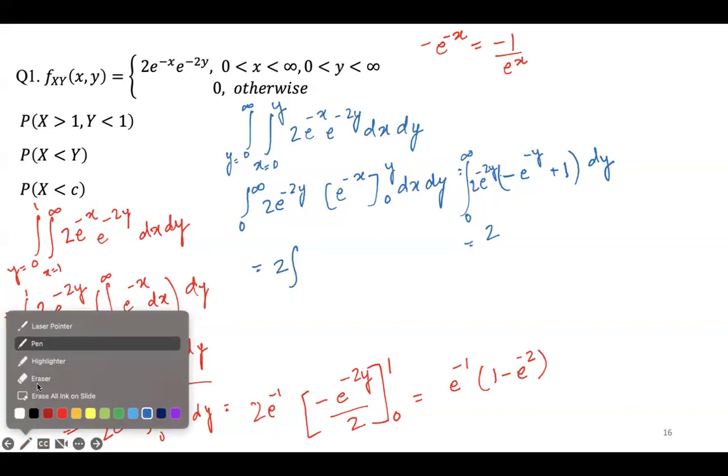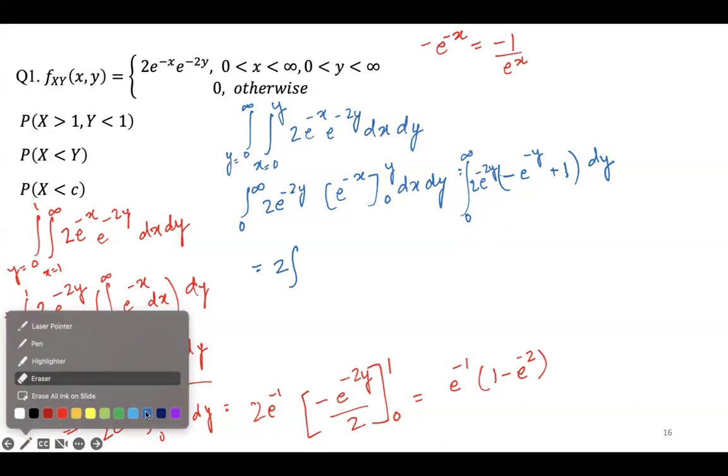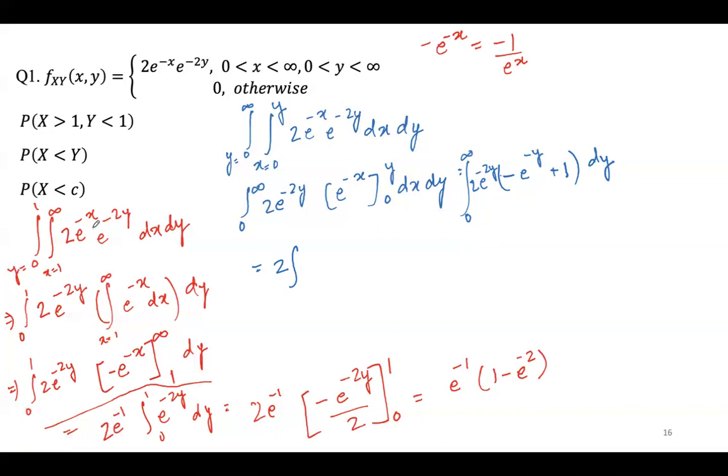I think we have to use marginal PDF of x. We are having only x, no, we should not apply that y. I think.